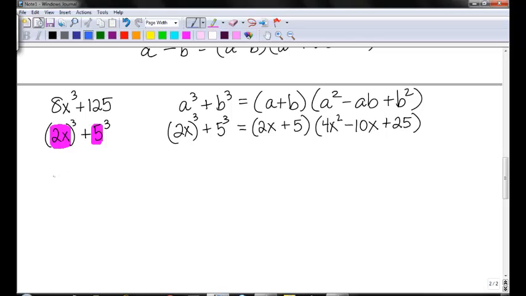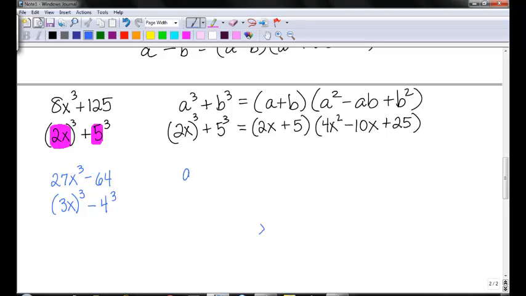Let's say I gave you 27x cubed minus 64. Don't try to factor it like that. You say, okay, 27 is a cube of what number? 3. And x cubed is a cube of x. 64 is a cube of what number? 4. So now you know your A is 3x and your B is 4.